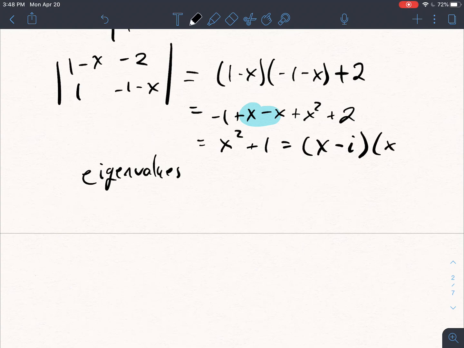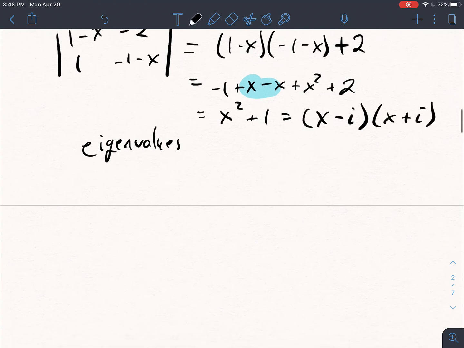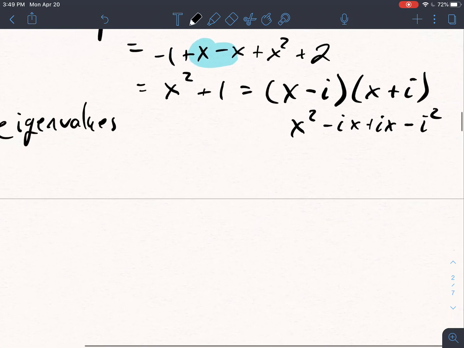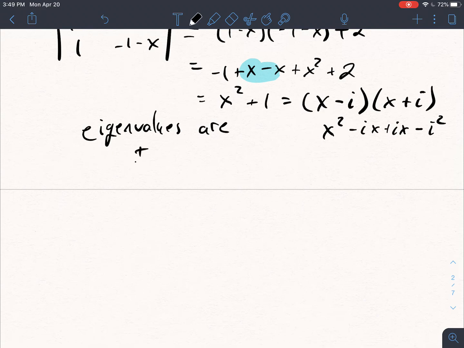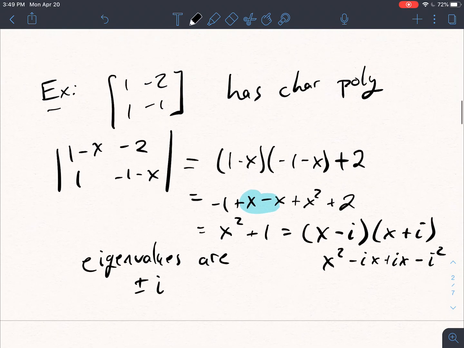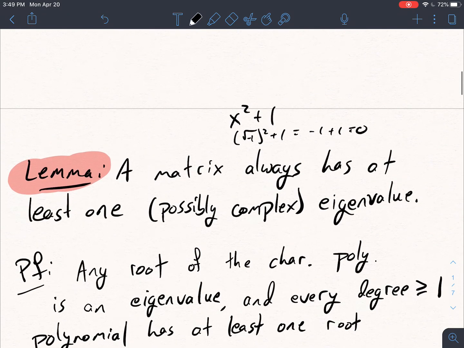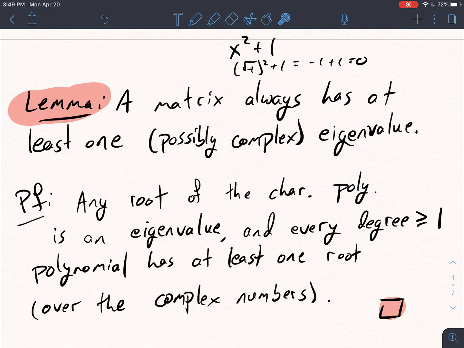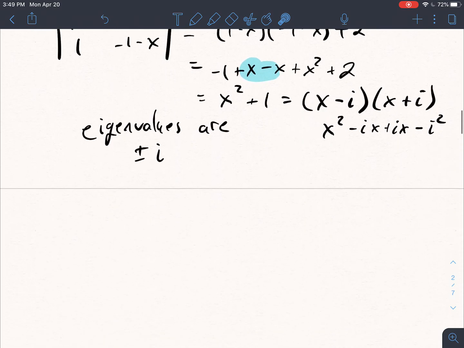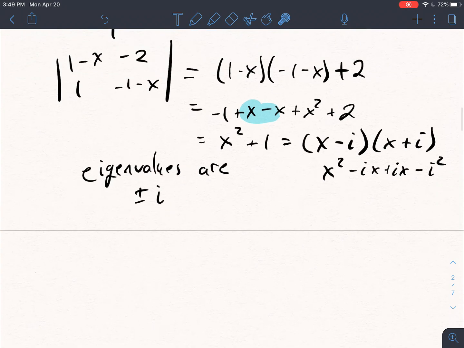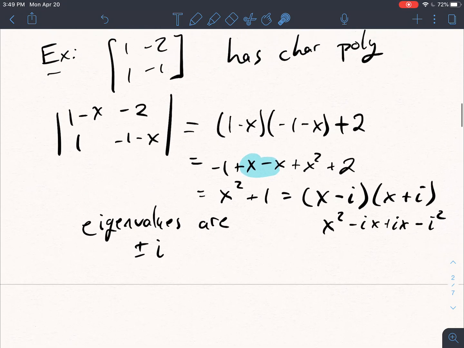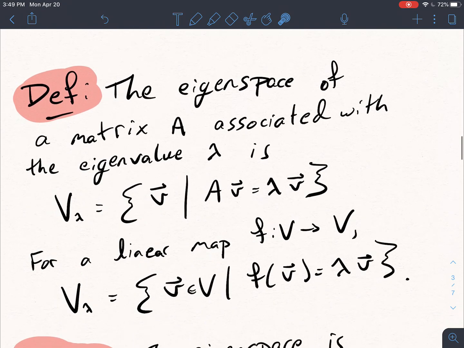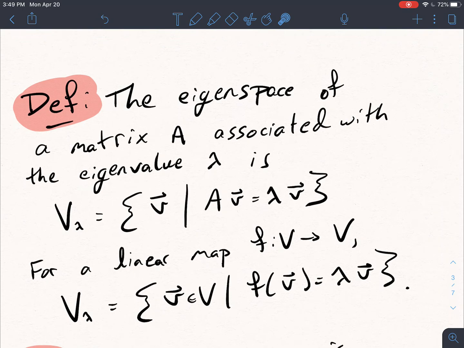So then the eigenvalues: you can factor this over the complex numbers to be (x minus i) times (x plus i), right? If you were to distribute this out, you get x squared minus ix plus ix minus i squared, so minus negative 1, which would be plus 1. So the eigenvalues are plus or minus i, or plus or minus the square root of negative 1. Did I say something wrong up here? No, I just said that i was one of the roots of that thing, but negative i is also a root, an eigenvalue, for this matrix.